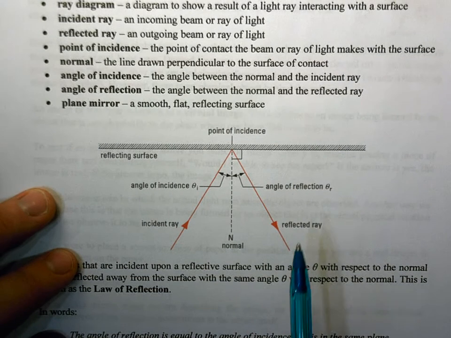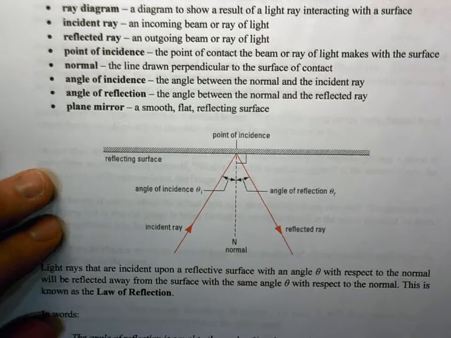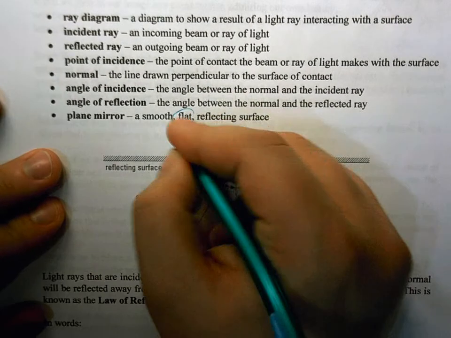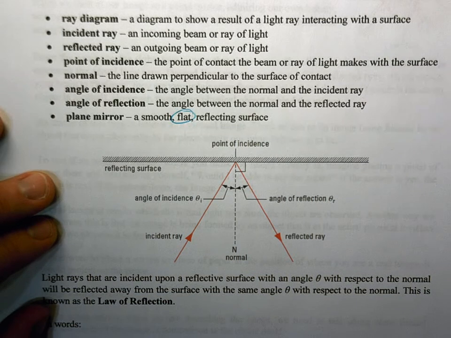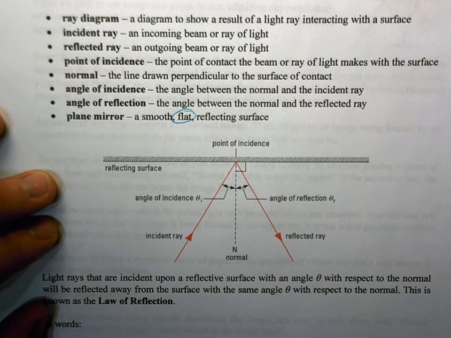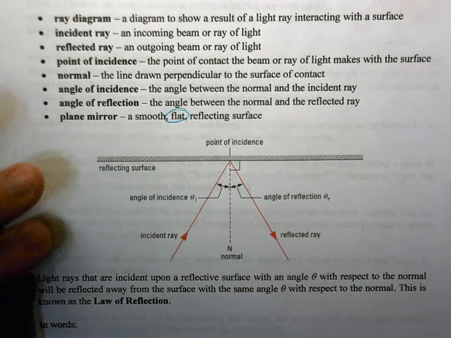And then we also talk about a plane mirror. So a plane mirror is going to be a smooth reflecting surface. Key for us though, it's going to be flat. Curved mirrors is something we're going to study in depth very, very shortly.